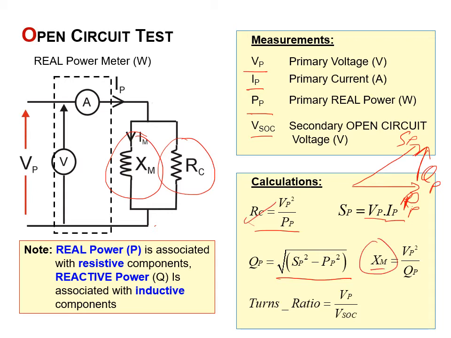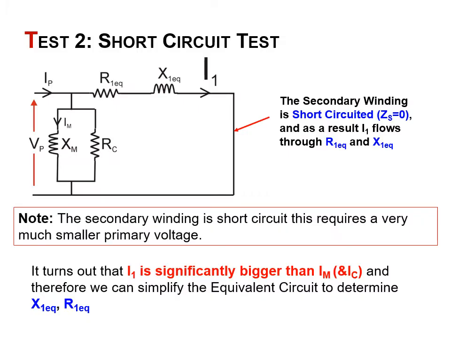Okay, so we've found these two components now, and we can find the turns ratio by measuring Vp and the open circuit voltage, VSOC. Okay, so we found these things. What we want to do now is find these things here.